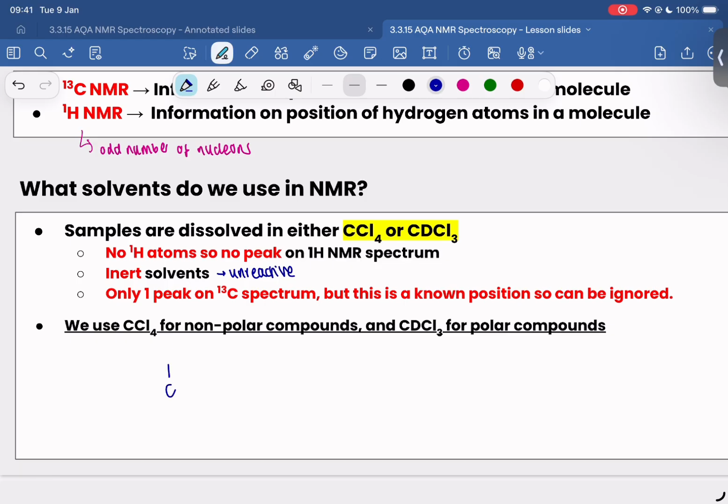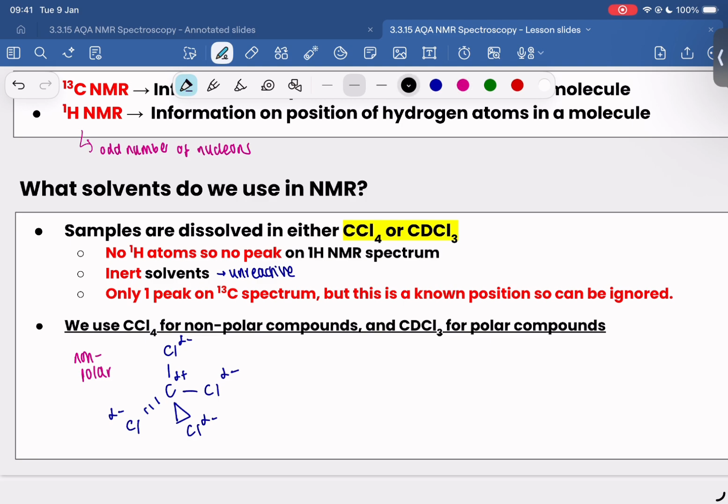If I quickly draw the 3D structure for CCl4, you can see that this is a tetrahedral shape. And if I draw the partial charges as well, because chlorine is more electronegative than carbon, it's going to have a partially negative charge. Now, this is a symmetrical molecule, which means that even though there are these polar bonds, these dipoles, the delta negative, delta positive charges will cancel out. And so this molecule is actually non-polar. And that's why we use it for non-polar samples, because like attracts like.